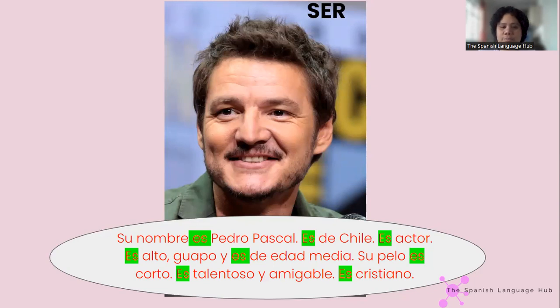Again, inside the circle, you know the pattern. Inside the circle, describing or saying the things that identify him, his characteristics. Okay, his name is Pedro, right? He's from Chile. He is an actor. He's tall, handsome, and middle-aged. His hair is short. He's talented and friendly. He's a Christian, right?